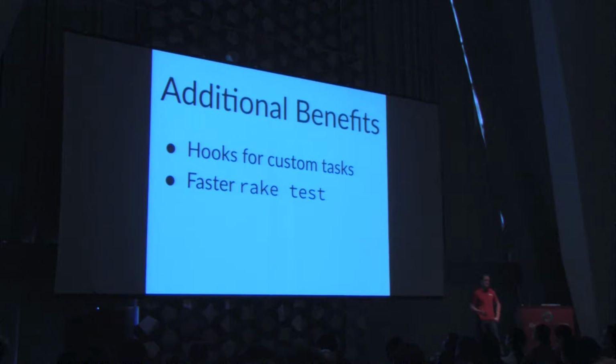And there are some additional benefits to the changes that I've made. It's now much easier to add hooks for custom tasks since there are well-defined places for different phases of the build. And I also made rake test faster by compiling only for the host platform when running tests. There's no need to build for every platform when I can only run tests on the host Docker platform.